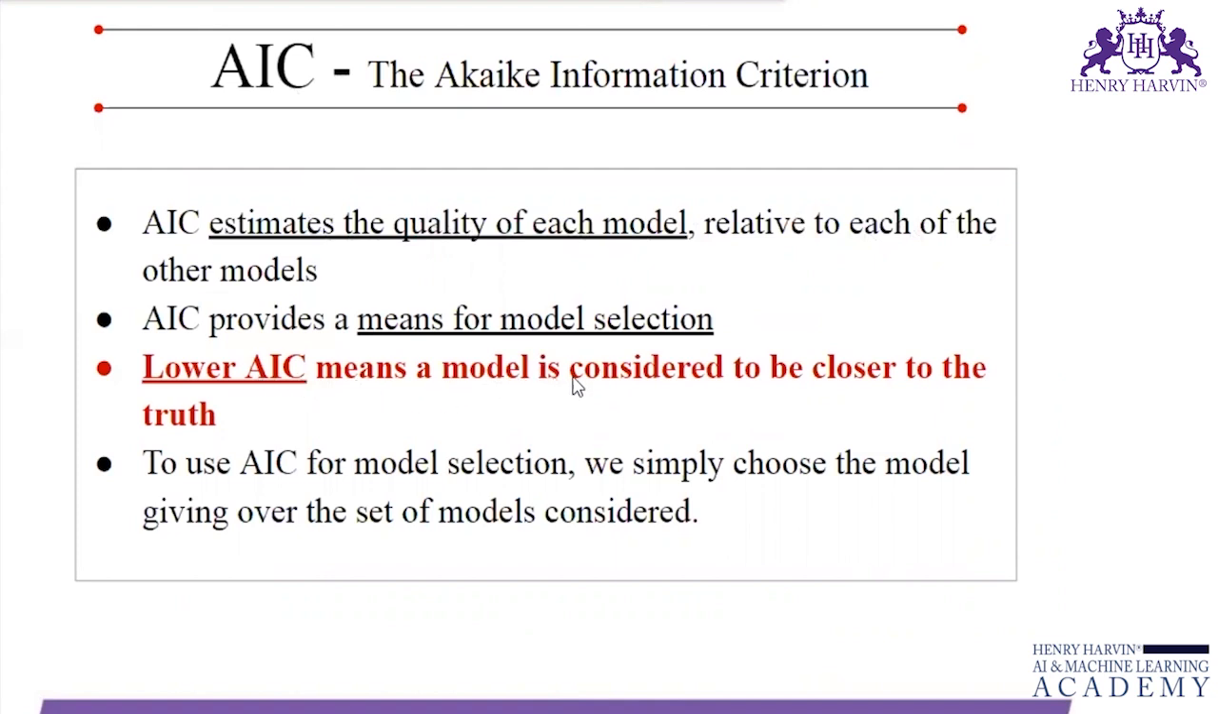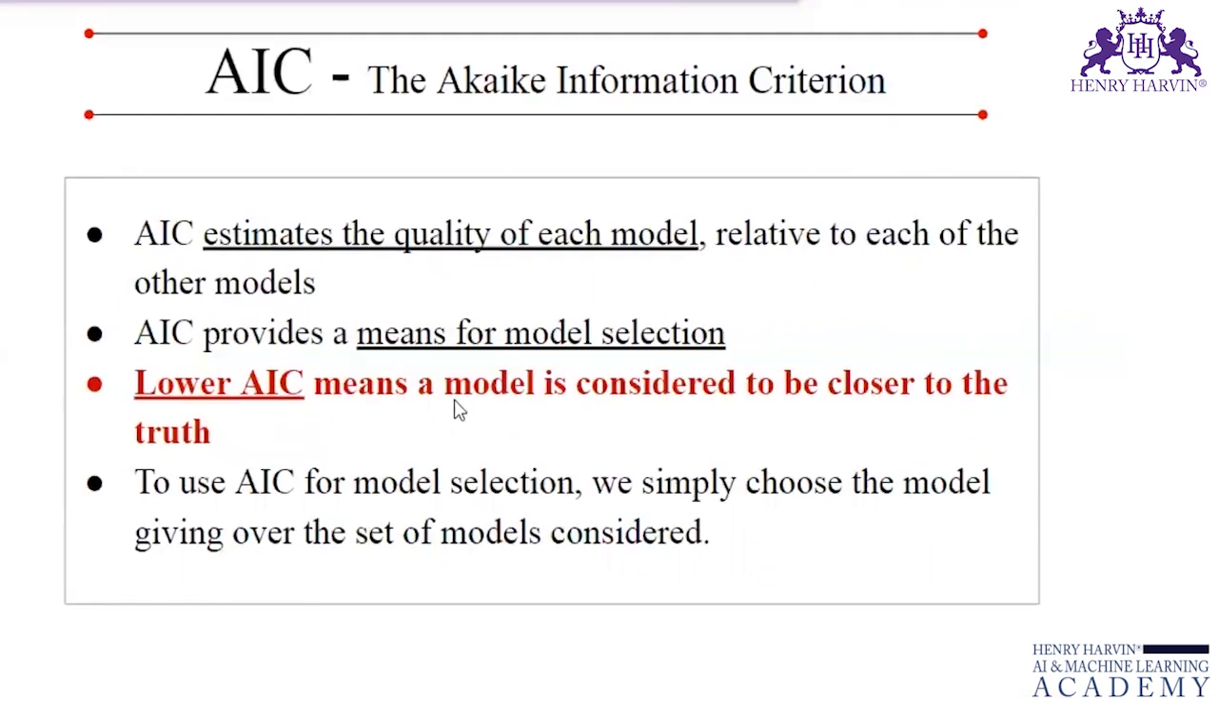Lower AIC means the model is considered to be closer to the truth. Lower AIC means that the prediction resulting from our model is of better quality. To use AIC for model selection, we simply choose the model with the lowest AIC over the set of models considered. So AIC is used to select among different models when the value of AIC is less.